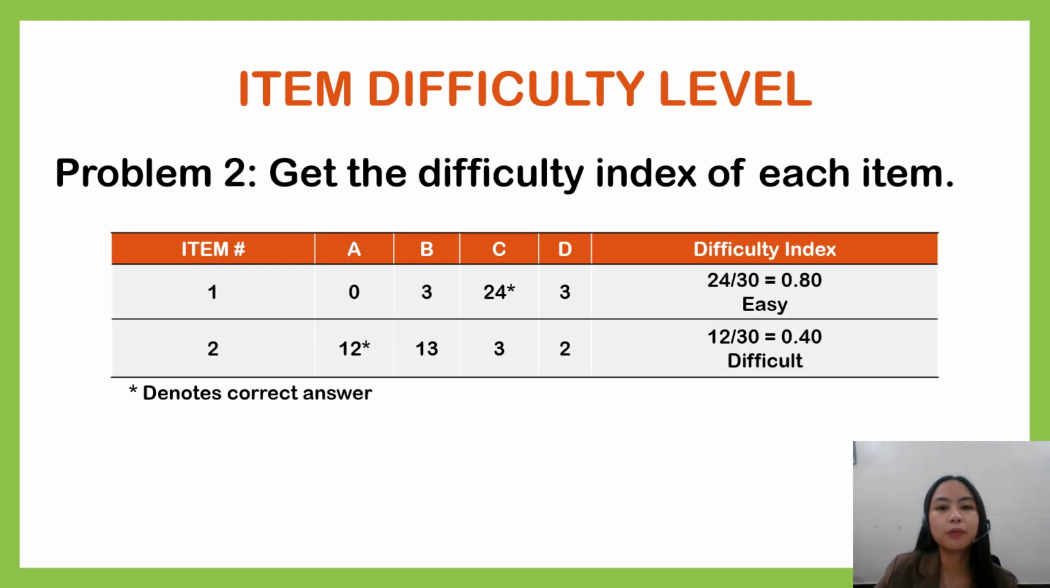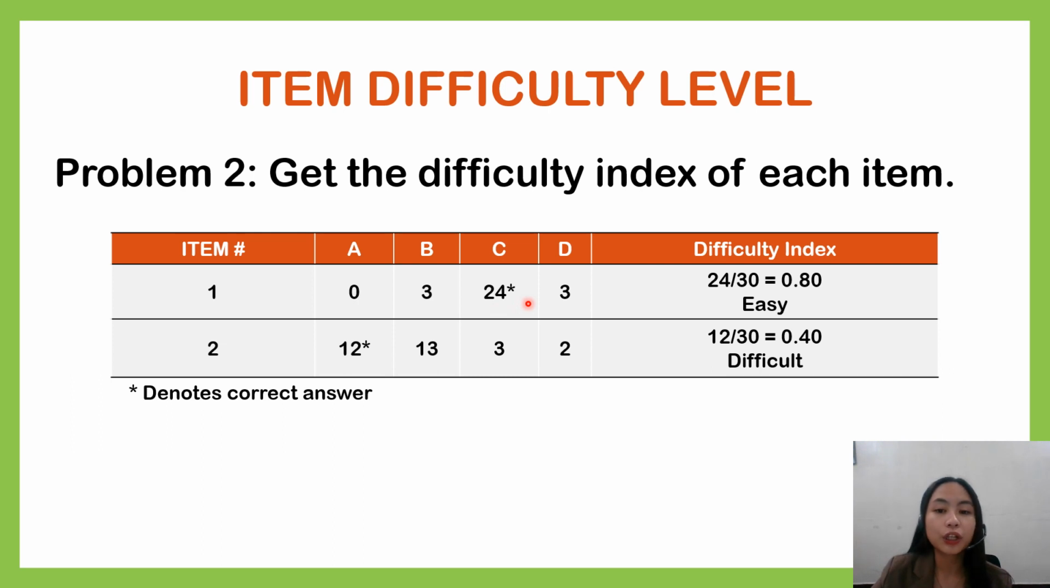Next tayo sa problem number 2. So, let's say ito yung item number 1. And then, ito yung choices niya, A, B, C, D. So, yung may mga asterisk, yan yung correct answer each item. Ibig sabihin, sa number 1, saan dyan yung tamang sagot? C, letter C. Okay?